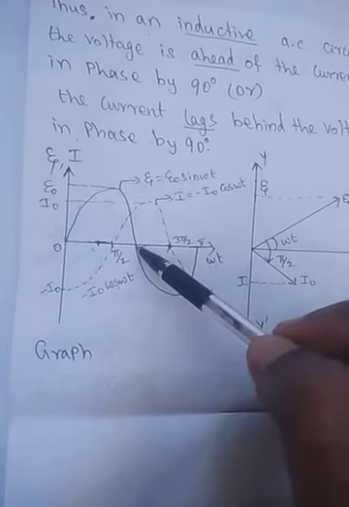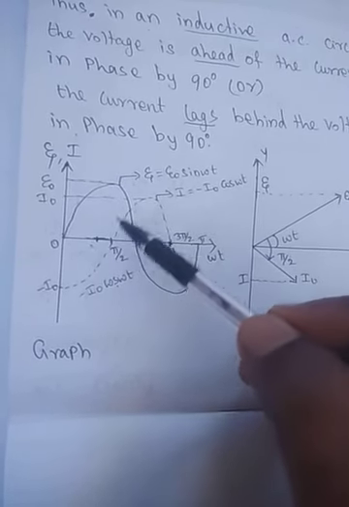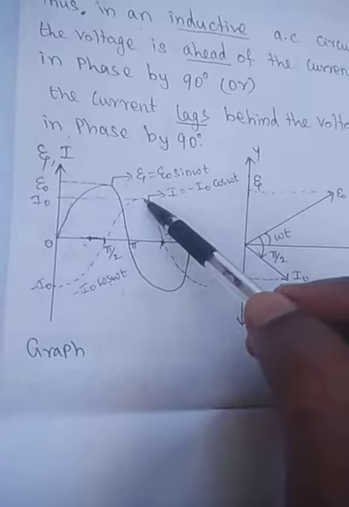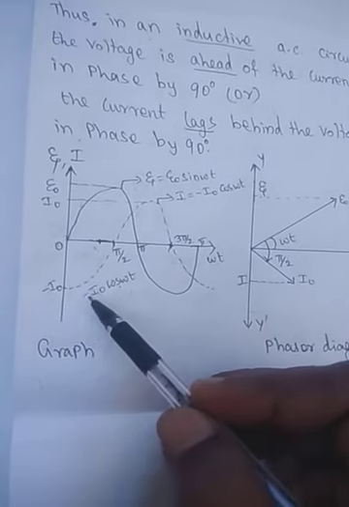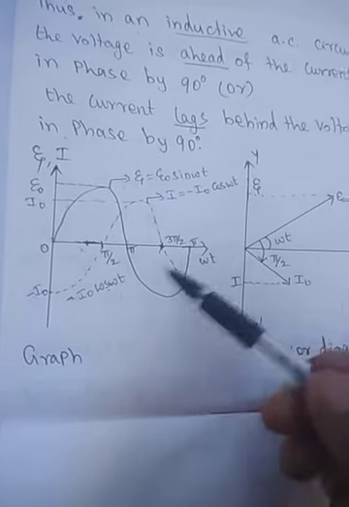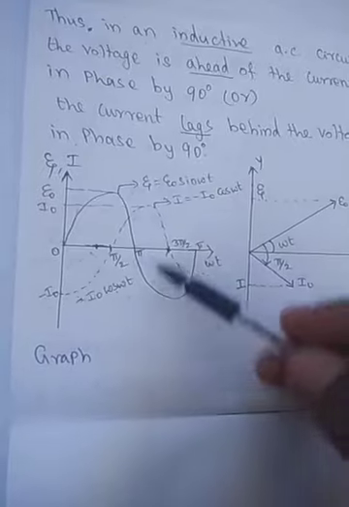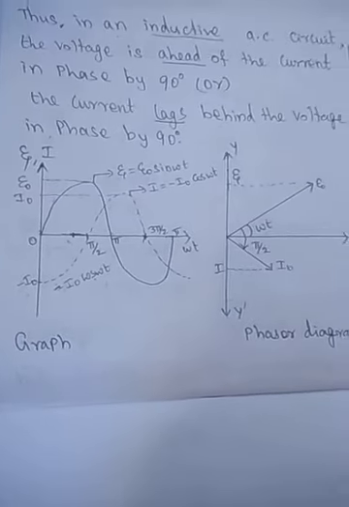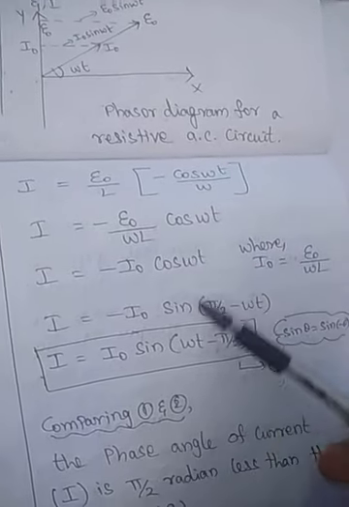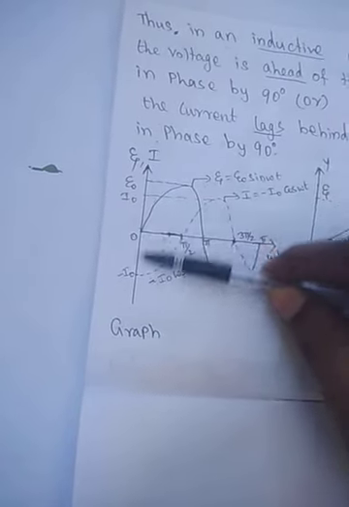Again for 180 degrees, sin 180 degrees is 0, but cos 180 degrees is minus 1. Likewise it will go, because here the minus is there, so minus of minus becomes plus I naught. That is what we have written as minus I naught cos omega t, or I naught sin of omega t minus pi by 2. So this will be lagging by 90 degrees.